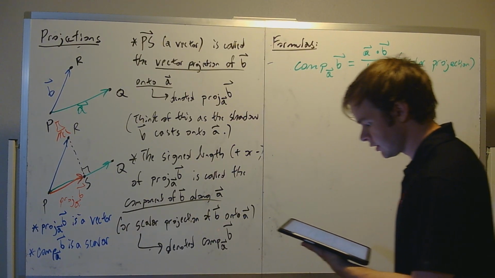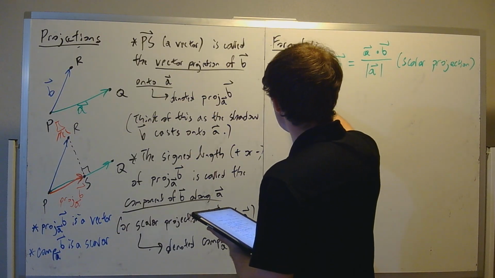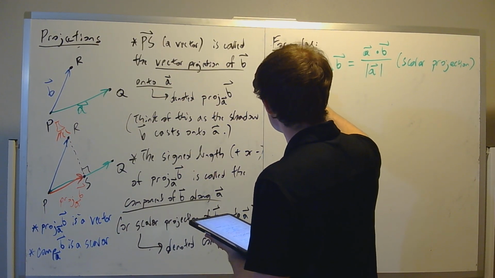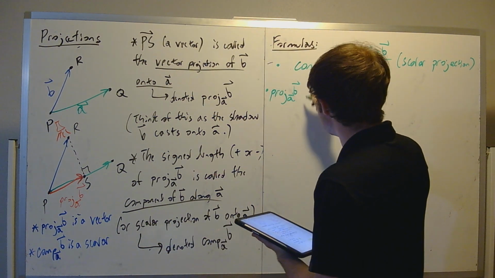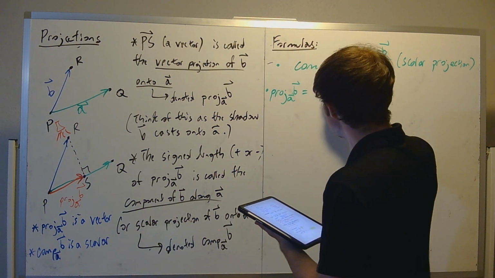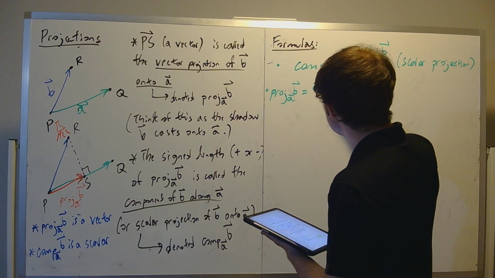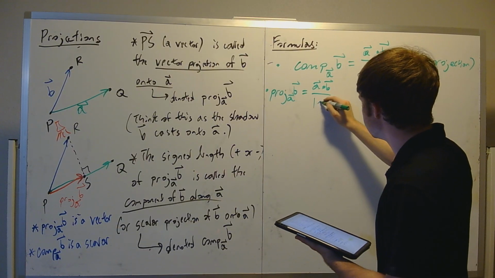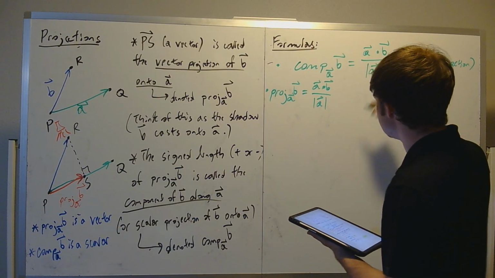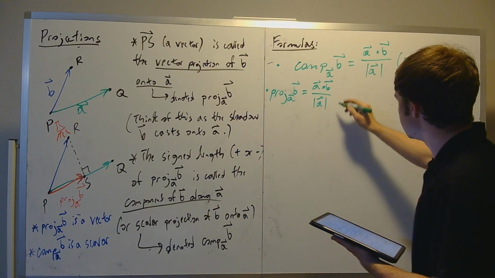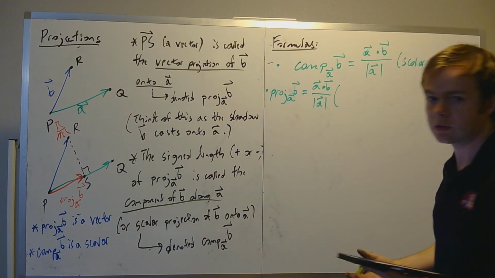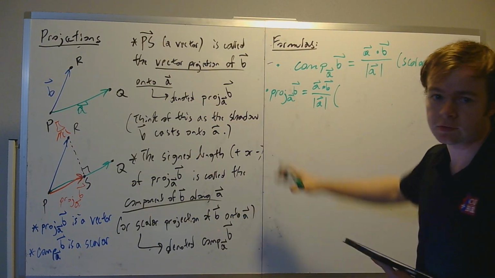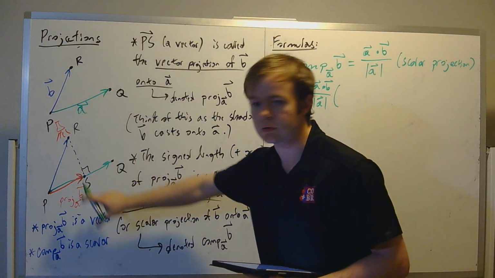Okay. And the second formula here is that proj A of B is going to be equal to A dot B over the size of A. So the same thing here, which is the length of the vector times, well, this vector is going to be whatever its length is times the unit vector in that direction.